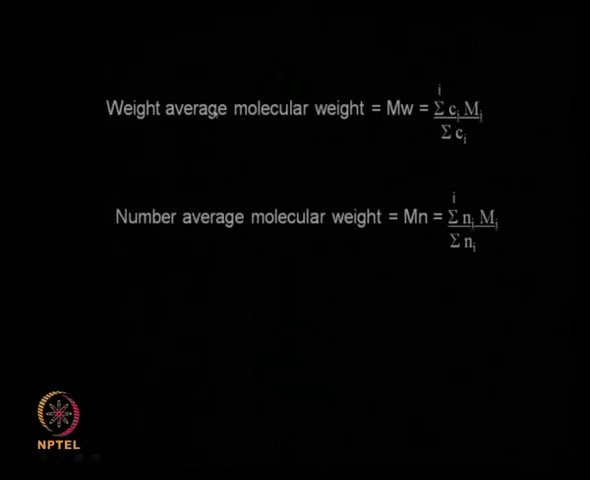So in polymer chemistry you have two types of molecular weights, one is called the weight average molecular weight, the other one is called the number average molecular weight. So this is the formula for calculating the weight average, and the bottom one is the formula for calculating the number average molecular weight. Okay.